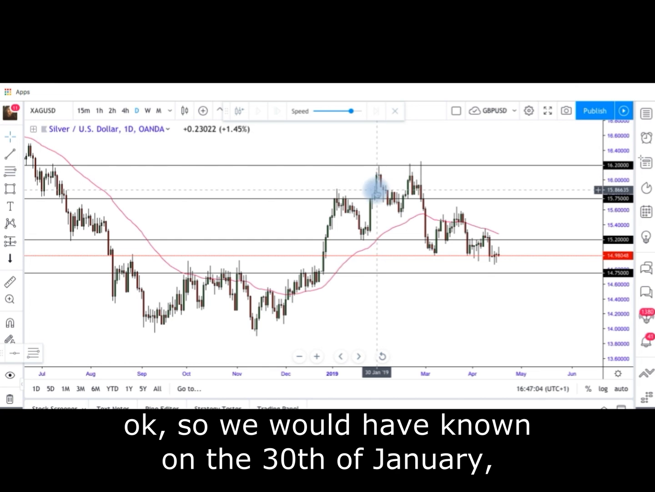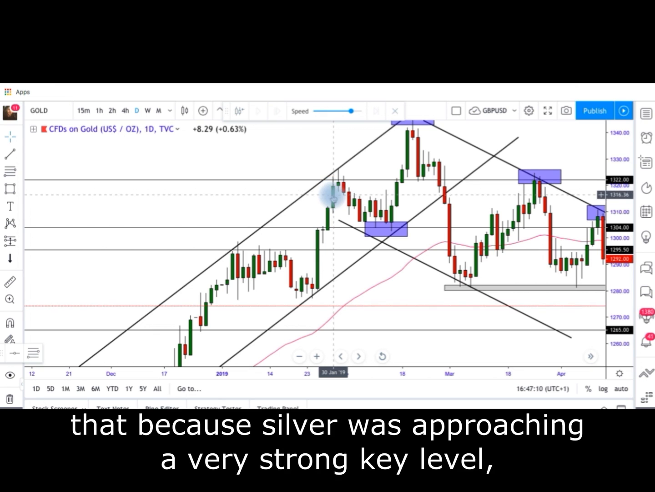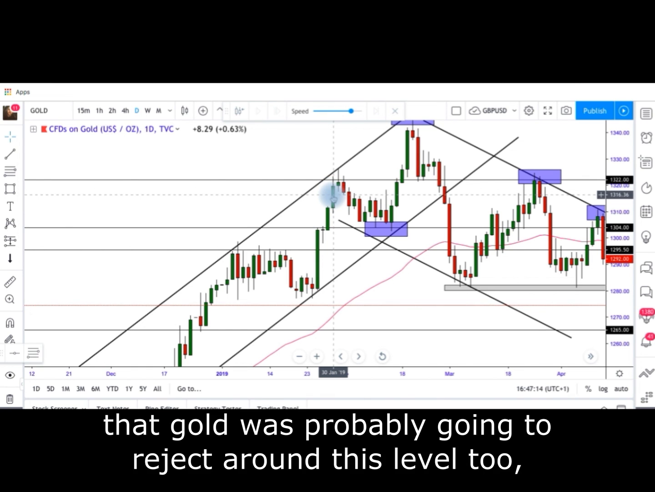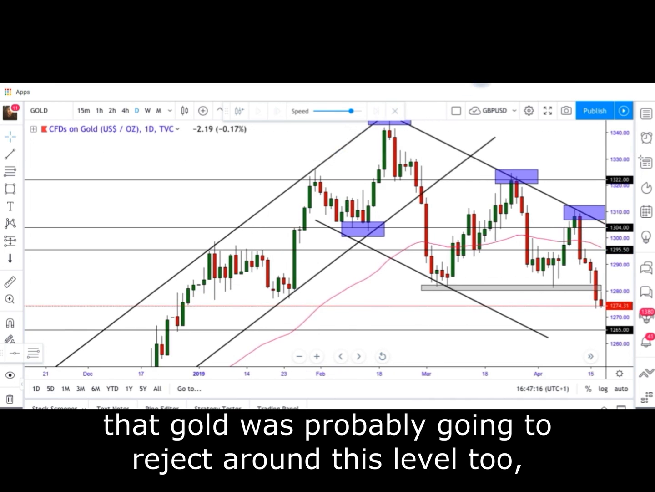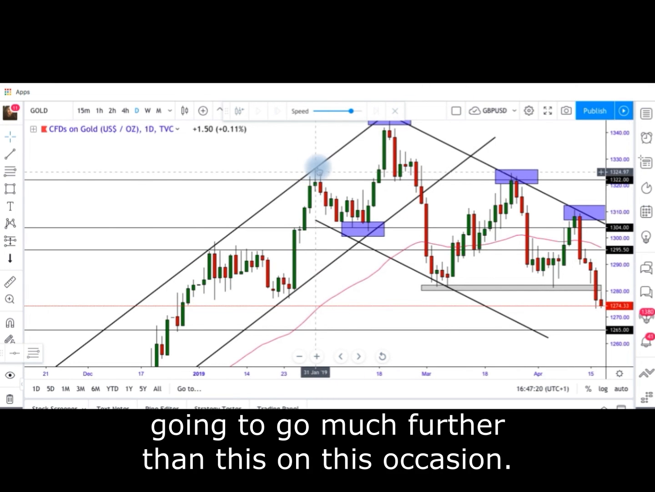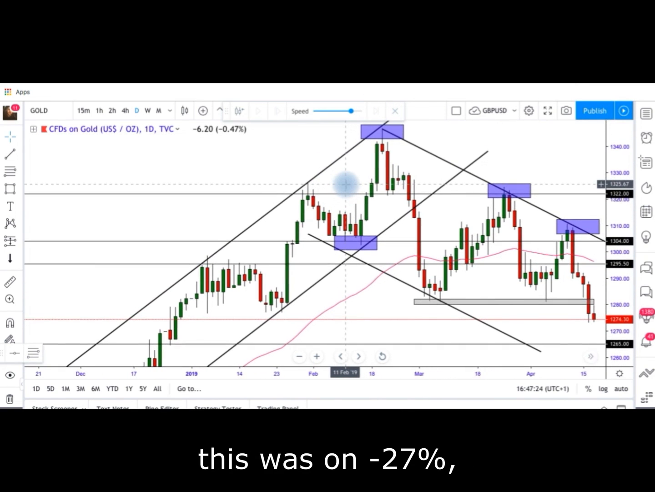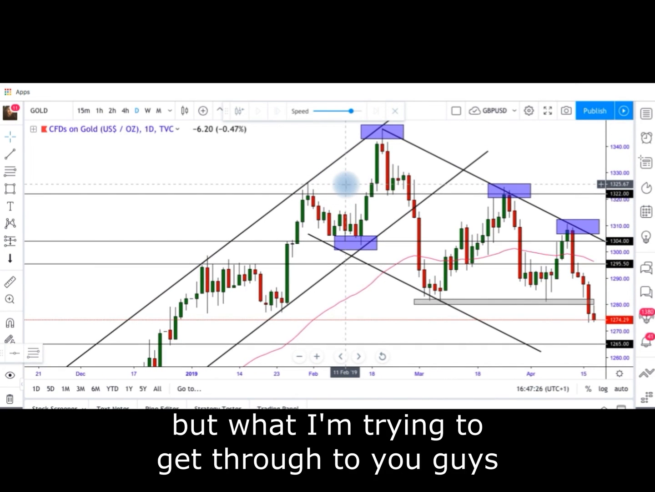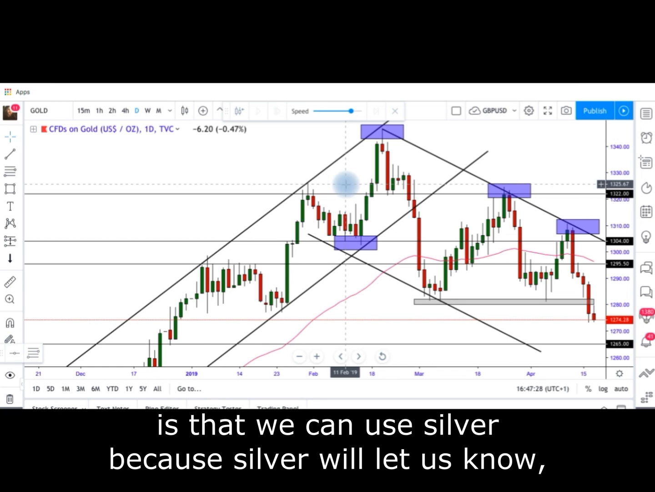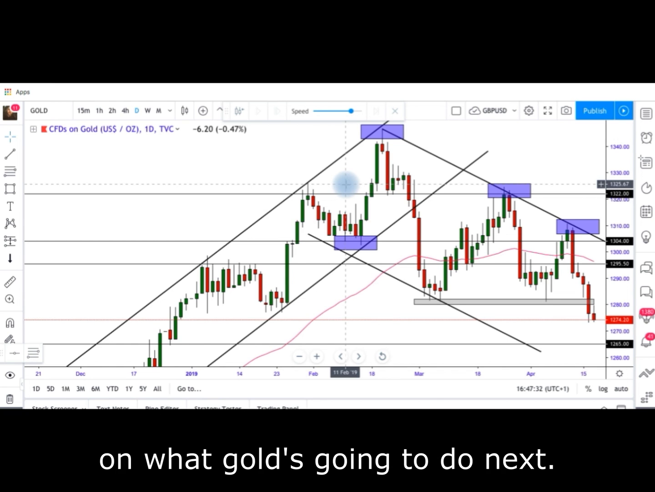Okay, so we would have known on the 30th of January, which was this day here, that because silver was approaching a very strong key level, gold was probably going to reject around this level too. So that could have given us another confidence that gold probably was not going to go much further than this on this occasion. Now, I knew we had other confidences anyway. This was on minus 27%. But what I'm trying to get through to you guys is that we can use silver because silver will let us know, depending on whether it's at the right key level, what gold's going to do next.